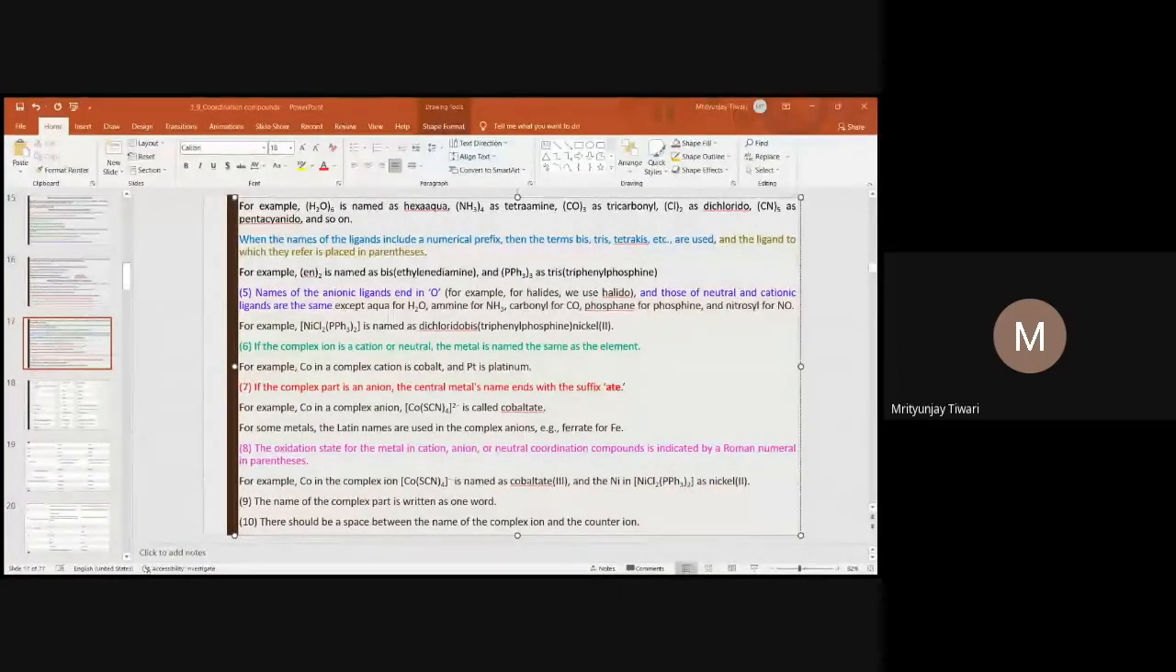So there are certain rules that one should follow to find out the oxidation number. I'll try to discuss it one day in detail. I'll write out the rules and then we'll discuss certain examples to find out the oxidation number.